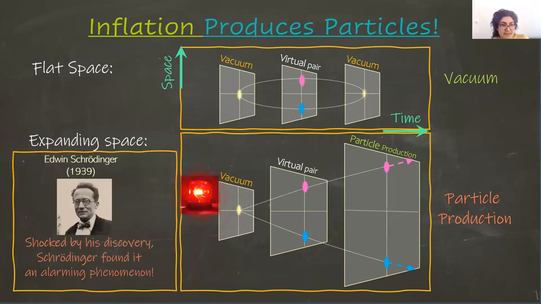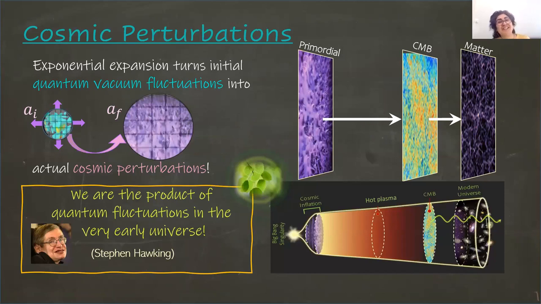This effect was first discovered by Schrödinger, and notice the date. It's right at the beginning of World War II. Schrödinger was so shocked by his own discovery, that just by expanding the universe you can create particles, that he called it an alarming phenomenon. Interestingly, 80 years later, it's not the way that we think about it today. In fact, we think that we are the product of those quantum fluctuations in the very early universe. So let me tell you how.